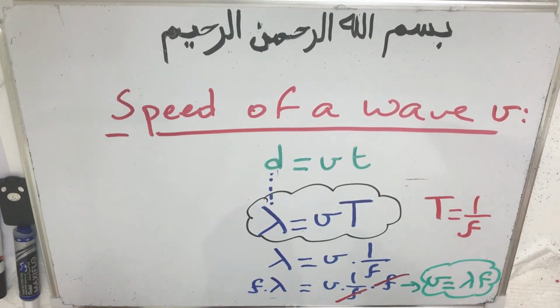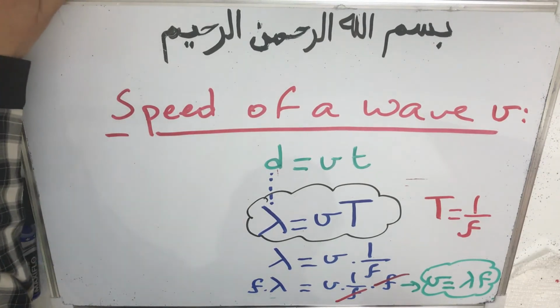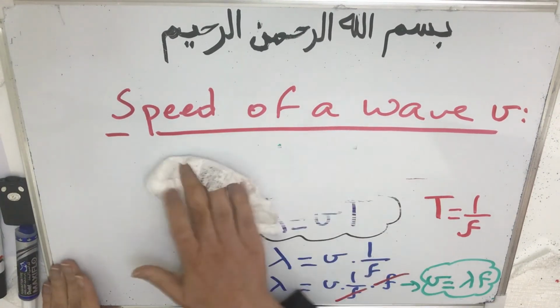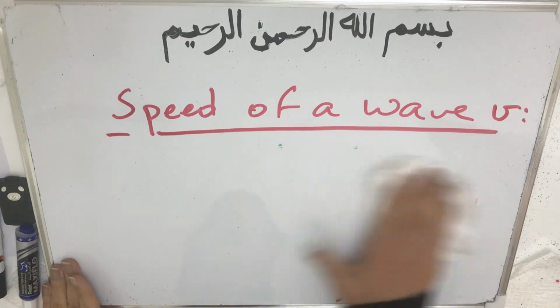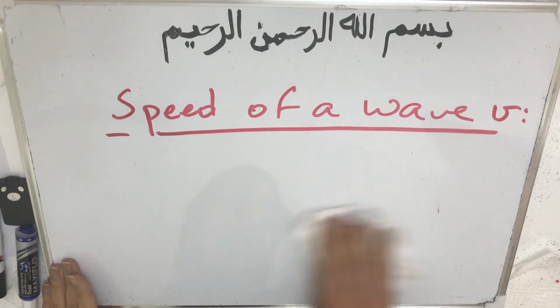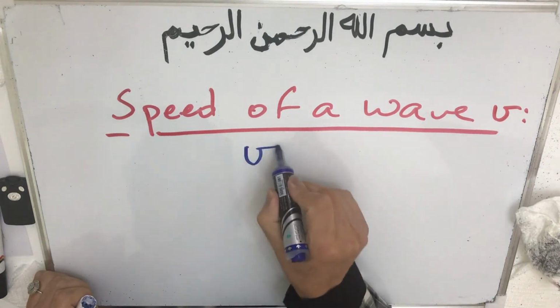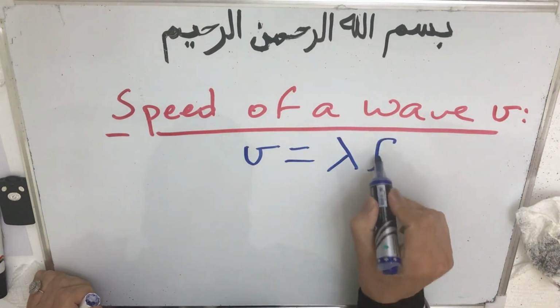Lambda F. I think we're going to give you some formula sheet, but it would be really nice because it's an easy formula that you get from D equals VT. So V equals lambda F. It looks like a complicated formula, but it really is not. So V equals lambda F.